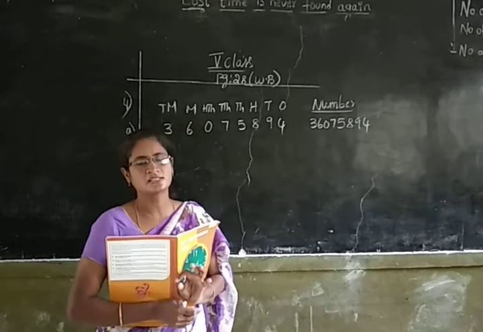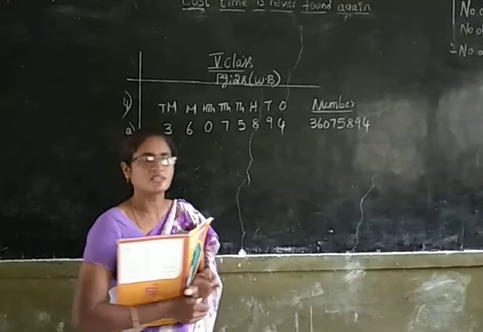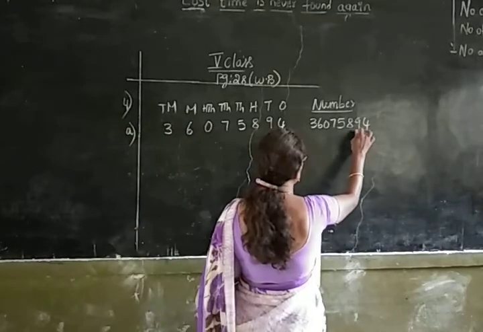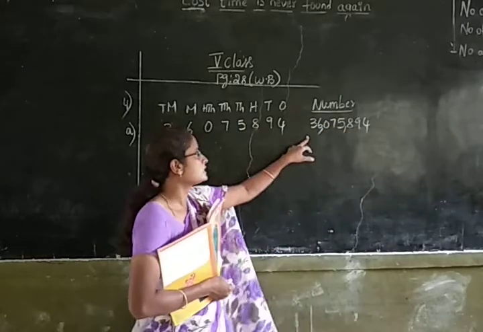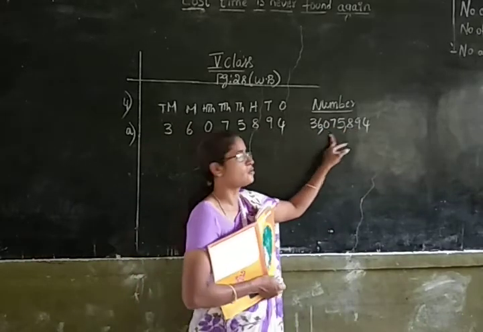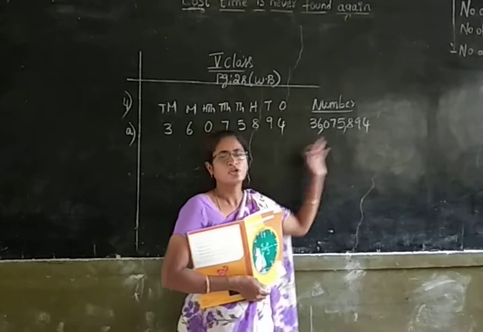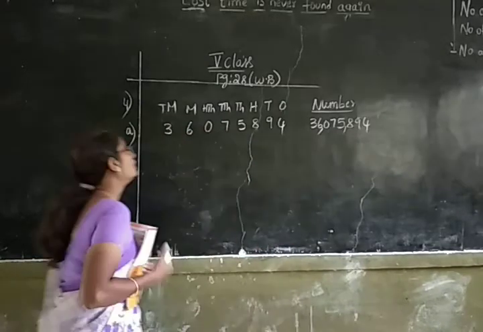For the international system, you have to place the commas after every 3 numbers. Okay. So 1, 2, 3, 1, 2, 3. So this number is 36,75,894. So this is the way of composing the large numbers.